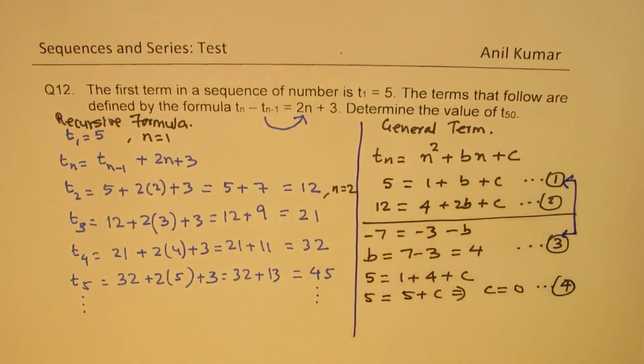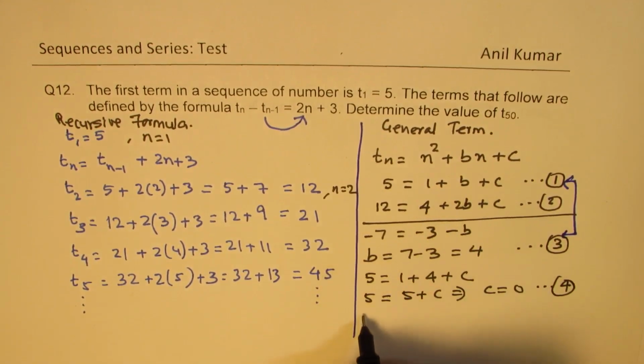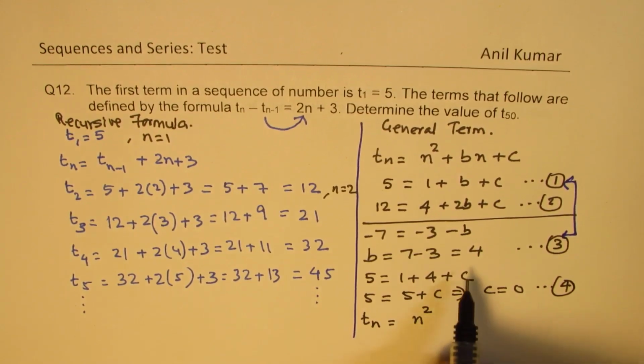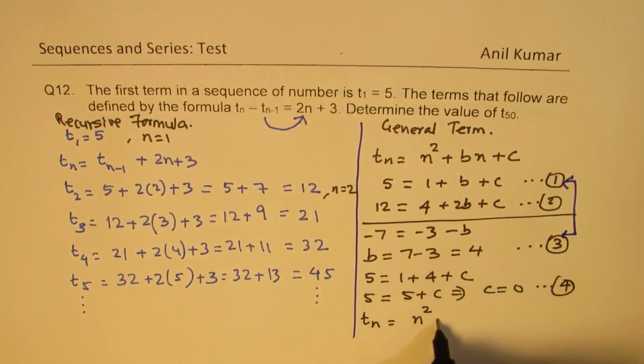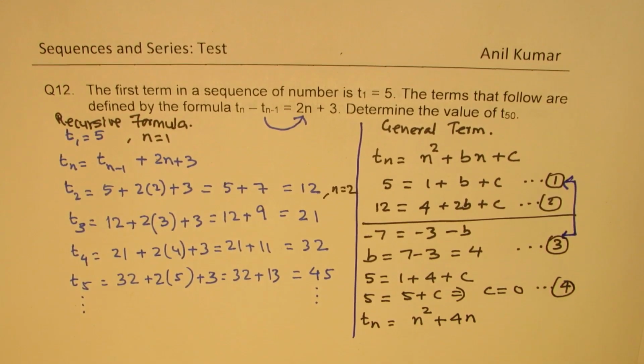So we know now both b and c, and therefore we can say that the nth term is basically equal to n squared plus 4n, right? And c is 0. So that becomes our general term. Is that clear to you?